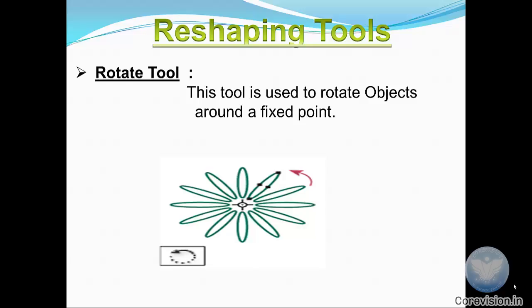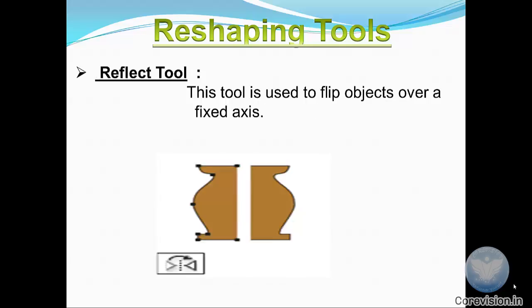This tool is used to rotate object around a fixed point. Reflect Tool. This tool is used to flip object over a fixed axis. This is a symbol of Reflect Tool.